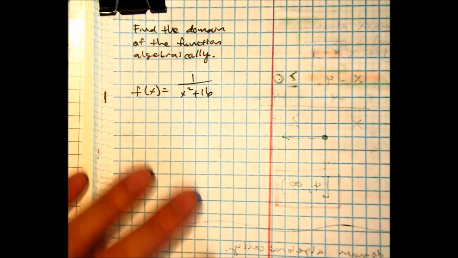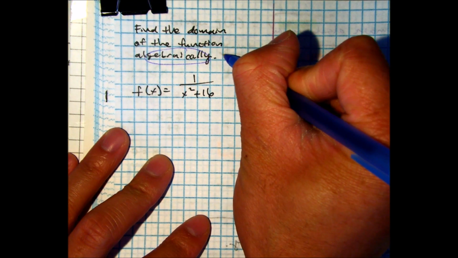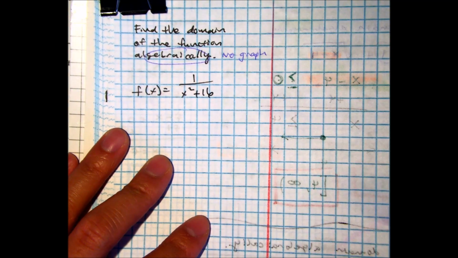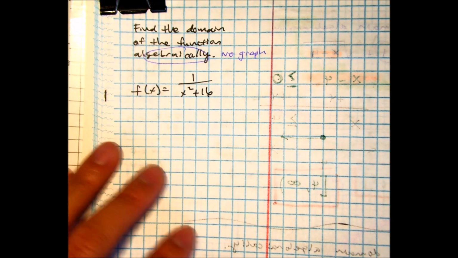Alright, we're asked to find the domain of the function algebraically. f of x equals x squared plus 16. Algebraically means don't use a graph. No graph. So don't plug it into your calculator. Well, how do you do that?